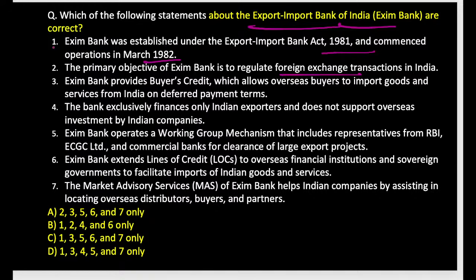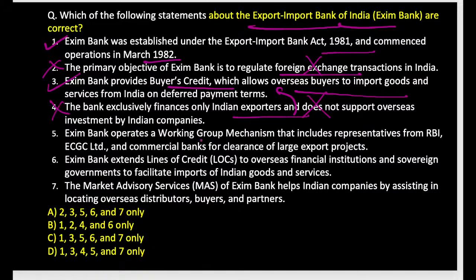The first statement is true, the second statement is wrong. Foreign exchange regulation is done by RBI, not by this. The objective of this is to facilitate foreign trade. Exim Bank provides buyer credit, which allows overseas buyers to import goods and services from India. True. Fourth statement: the bank exclusively finances only Indian exporters and does not. In the line above we said this is buyer credit, so this is wrong.